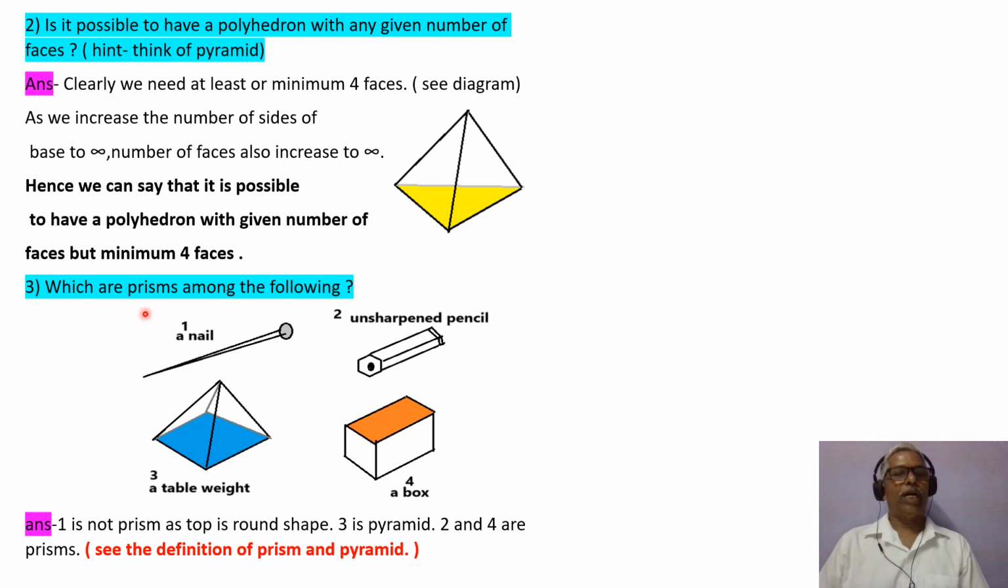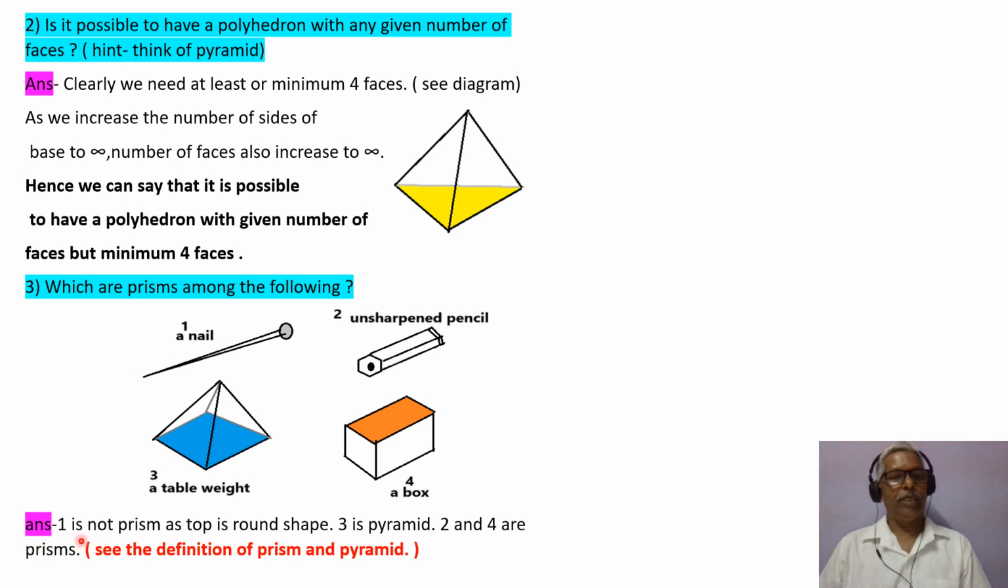Third one, which are prisms among the following? This nail is given, unsharpened pencil, and third one is a table weight. We generally call it a paper weight, and fourth one is a box. Okay, so before going to this, try to understand the definitions of prisms and pyramids. Then it will be very easy. So I'm going directly for the answer.